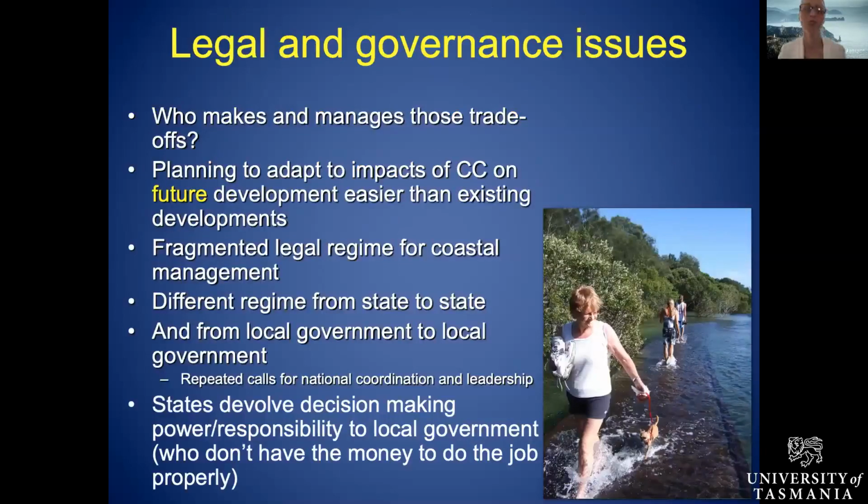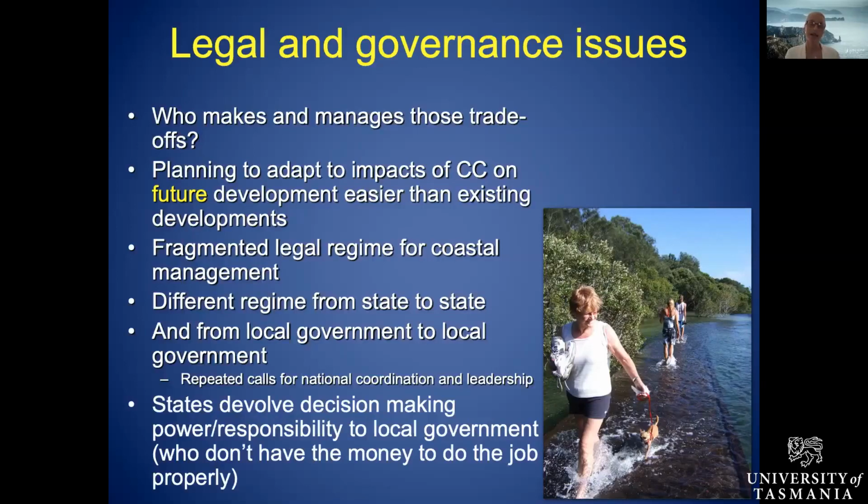It gives rise to a whole range of law and governance issues around who makes these trade-offs, who manages the trade-offs and the community's perceptions of them. It's much easier to plan for adapting to the impacts of climate change in respect of future development, land that has not yet been developed. That's much easier than trying to retrofit or decide how we manage impacts on existing areas.